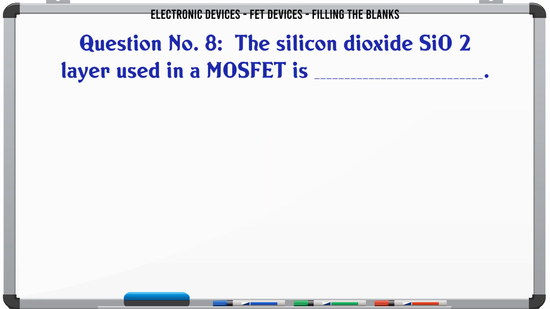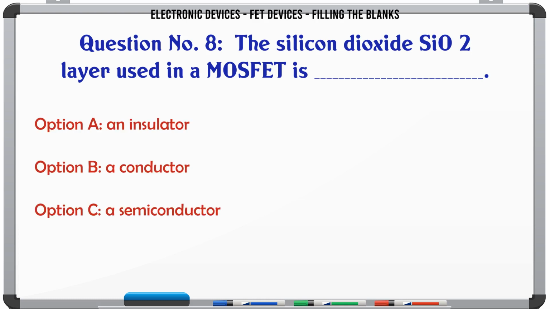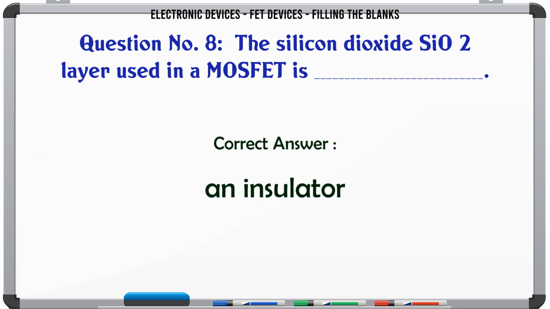The silicon dioxide (SiO2) layer used in a MOSFET is A. An insulator. B. A conductor. C. A semiconductor. D. None of the above. The correct answer is an insulator.